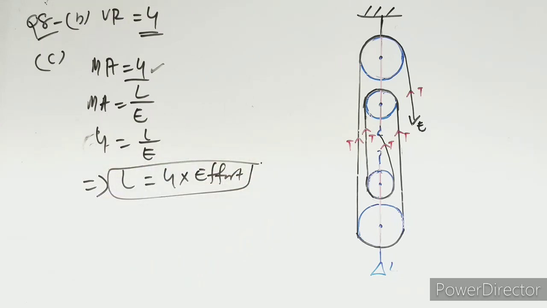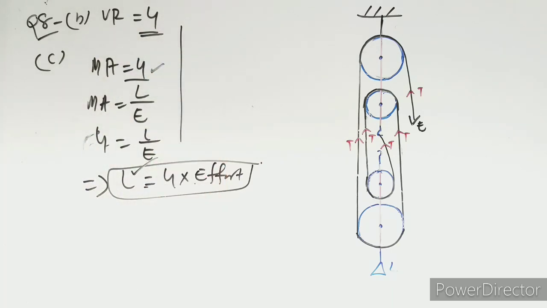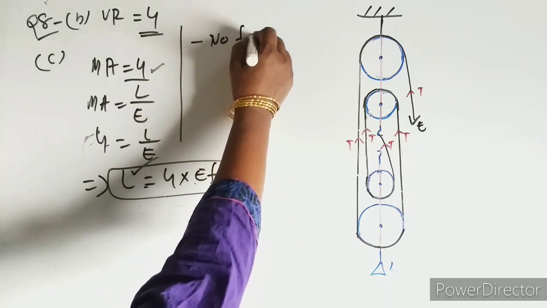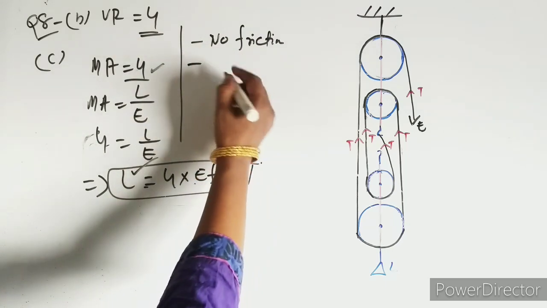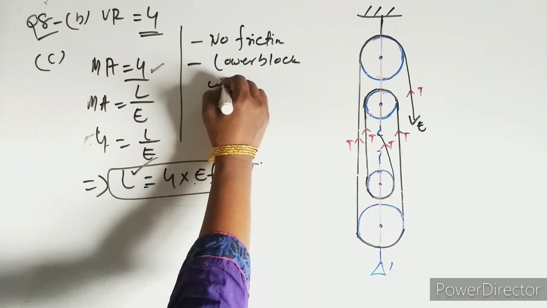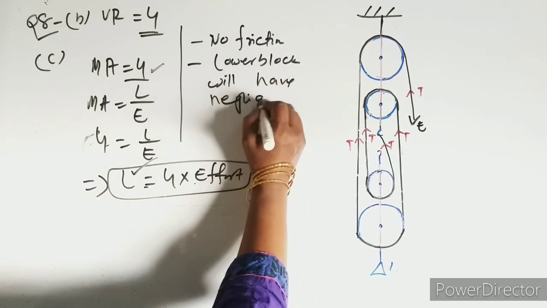Okay, so this one will be that answer. And here next is: what assumptions do you make in arriving at your answer in part C? Here we are getting load equal to 4 into effort. It means that there will be no friction. There will be this lower block which will have negligible weight.